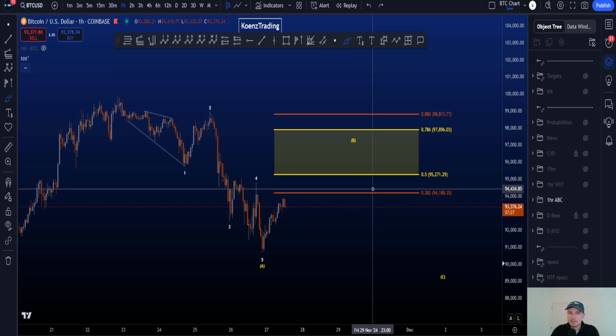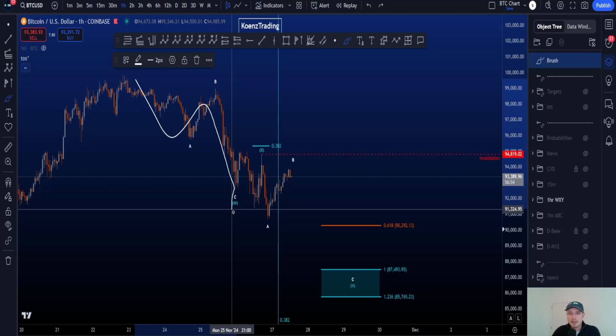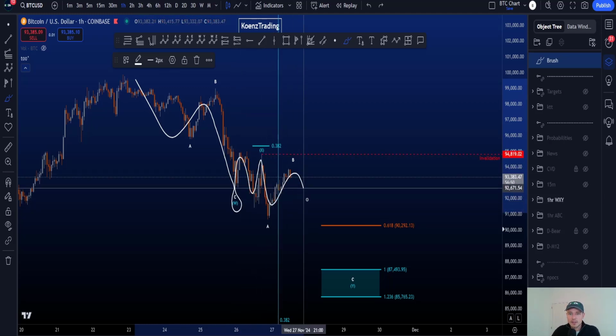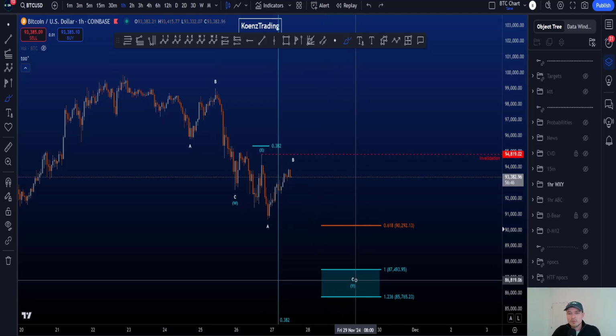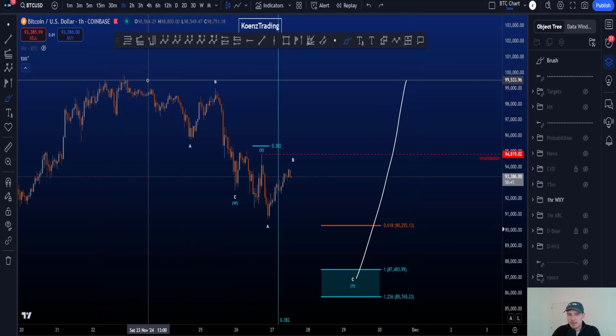Time will tell, right? But in this case, you're looking for a bit of a bigger bounce. The other scenario on the 1 hour time frame is a double zigzag. So we have an ABC to the downside in a wave W, then we have our wave X, and we look for another ABC to the downside in a wave Y. And after wave Y, we then look for price to move to the upside and take out the all-time high.